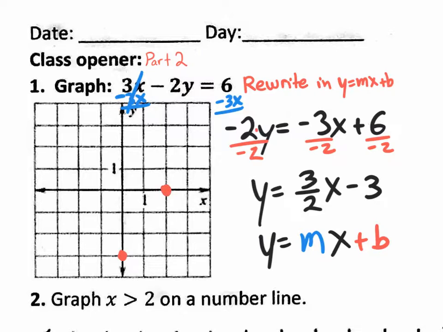So we have those 2 dots. Connect the dots with the line. Put some arrows on it. And you have graphed the line. Easy, right? This is a review. We should be good at this. So we absolutely need to be able to graph using y equals mx plus b. I hope everybody's good with that. Let's move on to the next question on this part 2 of the class opener.